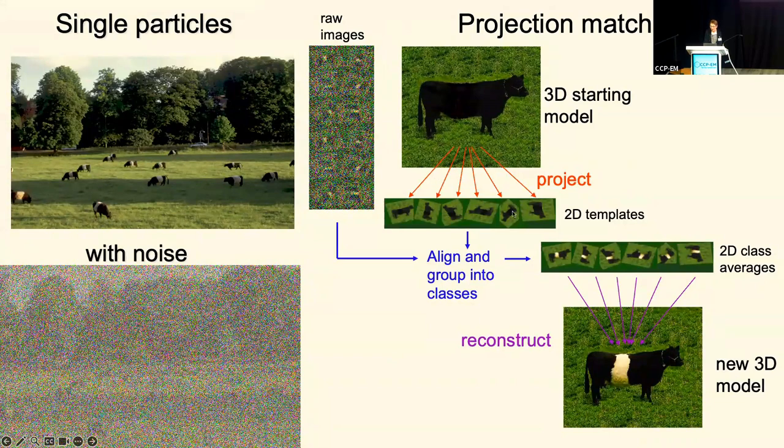And if you have some kind of crummy starting model that they vaguely correlate with, you can use the cross correlation to group them into classes that sort of match, and then you could average out each group and you get a better 2D average, and then you can go back to 3D and get a better 3D model, and you can iterate this.